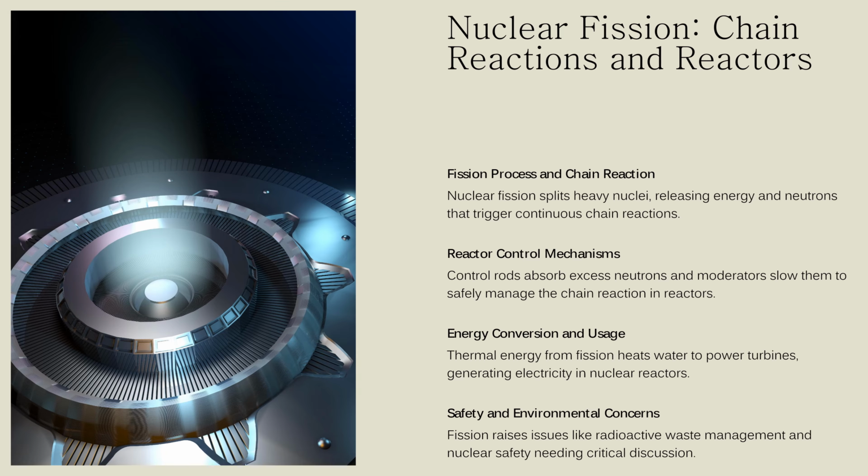These emitted neutrons can go on to cause further fission events, leading to a chain reaction. In a nuclear reactor, the chain reaction is carefully controlled to release energy at a steady rate. Control rods made of materials such as boron absorb excess neutrons, while a moderator, often graphite or water, slows neutrons down to increase the likelihood of further fission. The energy released in fission is transferred as thermal energy, which is then used to produce electricity via conventional turbines.